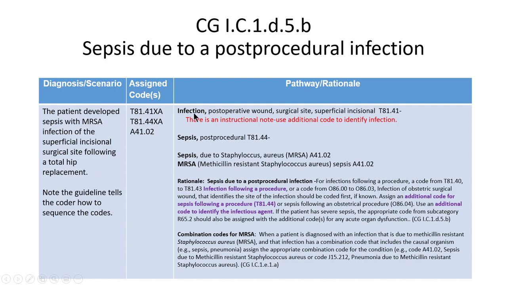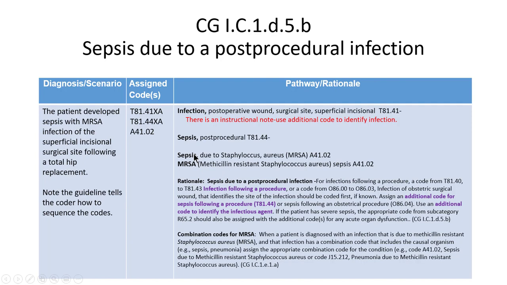So you're going to code the post-op wound first. Then that tells you, with an instructional note, use an additional code to identify the infection, which we're going to do. Then we have the sepsis. And then we have the sepsis due to Staph aureus.